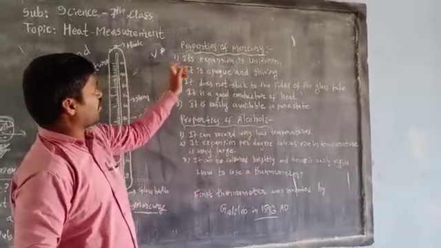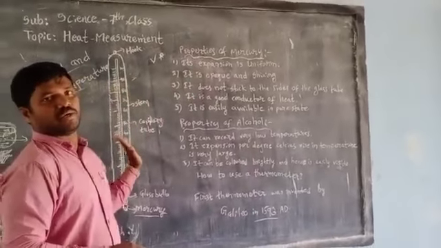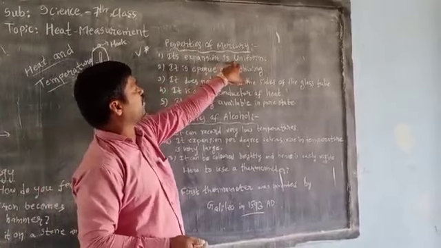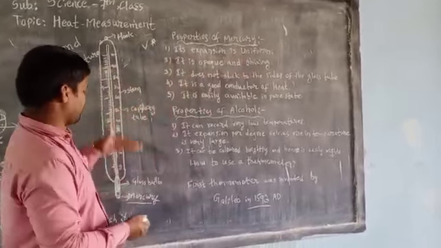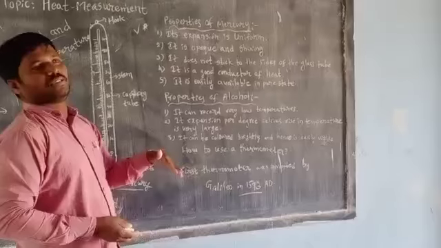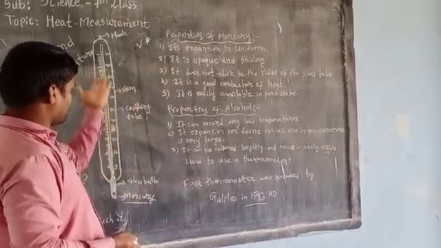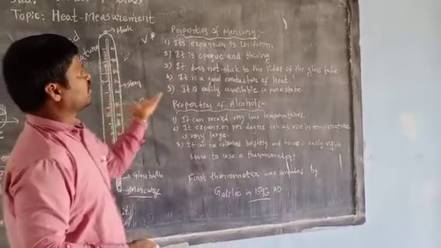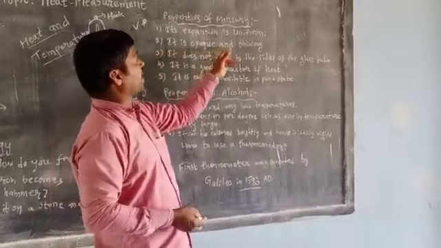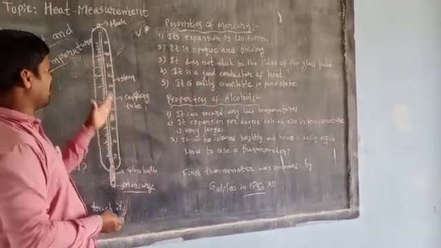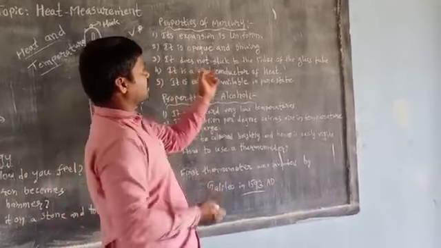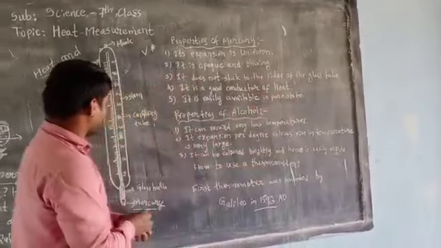You can observe the properties of mercury. We use it in the thermometer, and doctors use it when you have a fever. Its expansion is uniform. Uniform means the same, equal. From top to bottom it expands equally; to expand means increasing. Its expansion is uniform, not sometimes high and sometimes low. And it is opaque and shining. Opaque means you cannot see through it; only the mercury is showing, and mercury is shining. It does not stick to the sides of the glass tube.